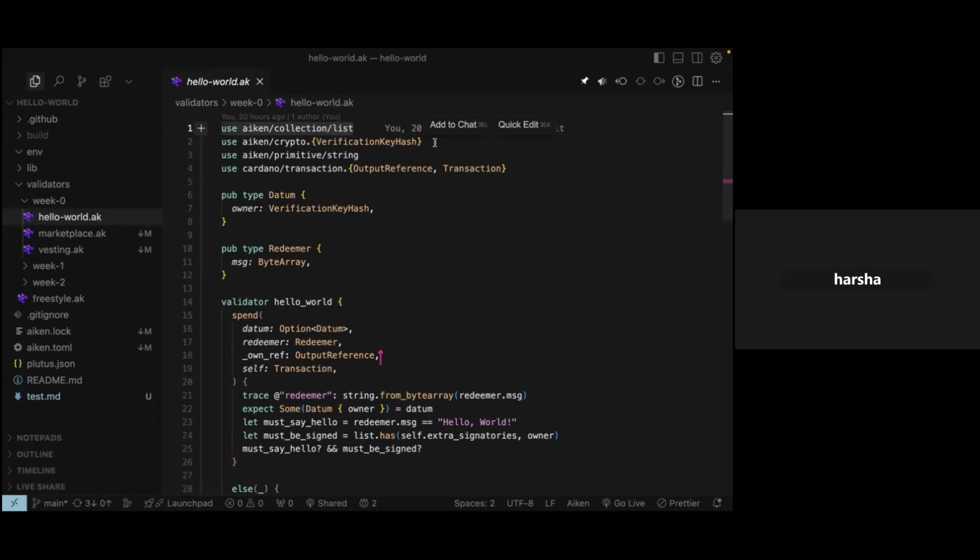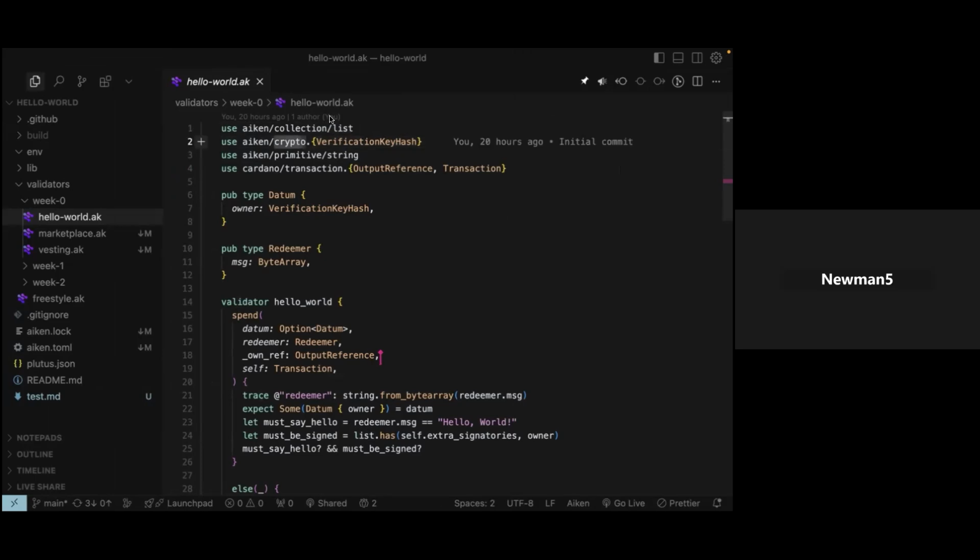You guys cool with that? Yeah. Okay. So the next statement is importing or using aiken/crypto verification key hash. This is the syntax for bringing exactly one function into our system, as opposed to all the functions from a specific module. Is that the right word to use?